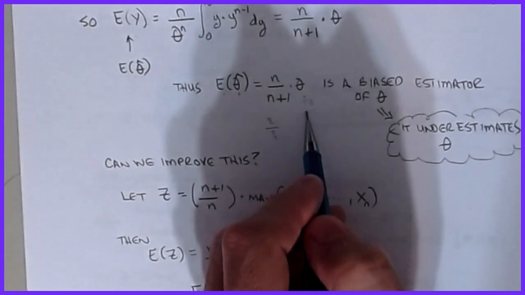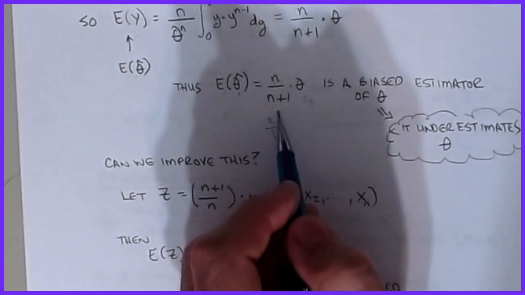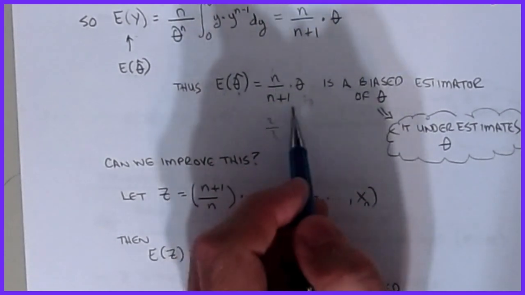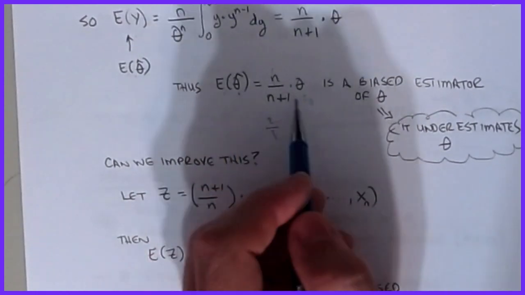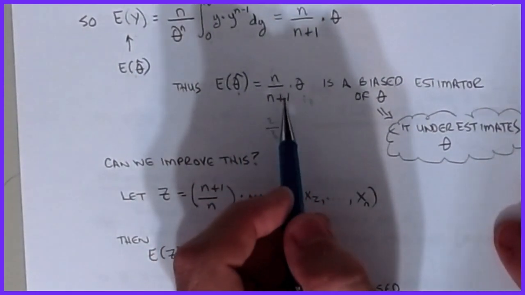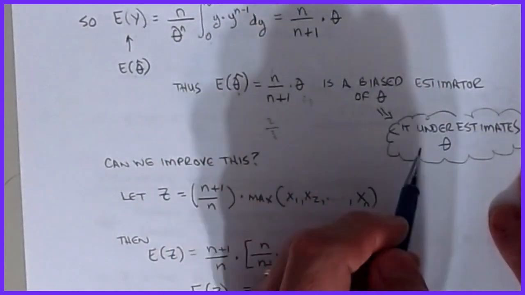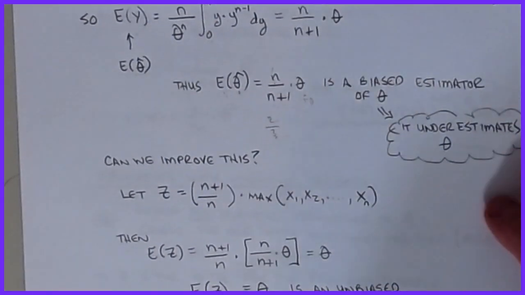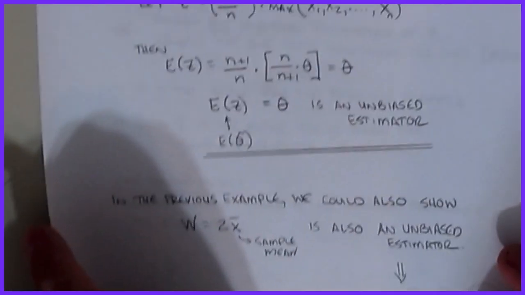Well, that's not really good. But if I put 1,000,000 in here for n, now it's 1,000,000 over 1,000,001. That's basically the same value I would expect to be able to find. But for all values of n, my estimator will underestimate theta. Now, that doesn't mean that we can't use it, but it means that we need to make a revision to our estimator.